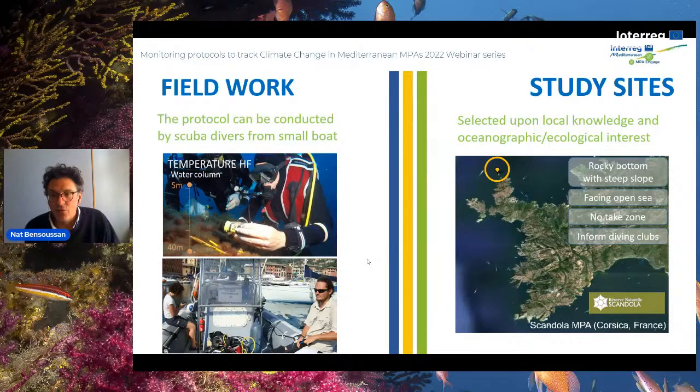It can be good to install loggers in a no-take zone in marine protected areas, as is shown here in Scandola marine protected area. And last point, it's always interesting to inform sea practitioners, in particular diving clubs, that monitoring is being conducted. This can help in some cases.